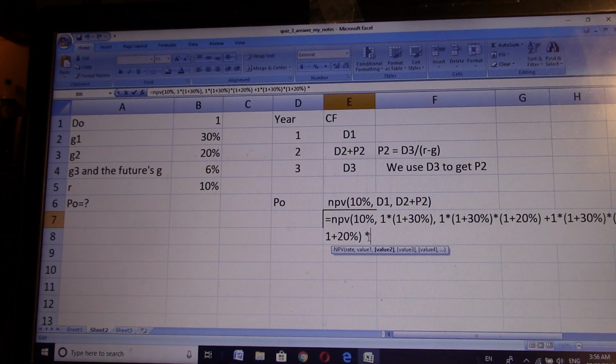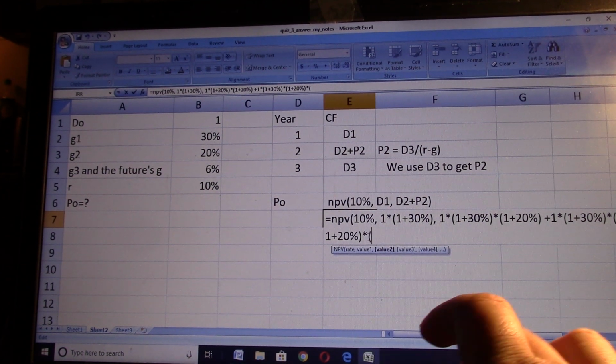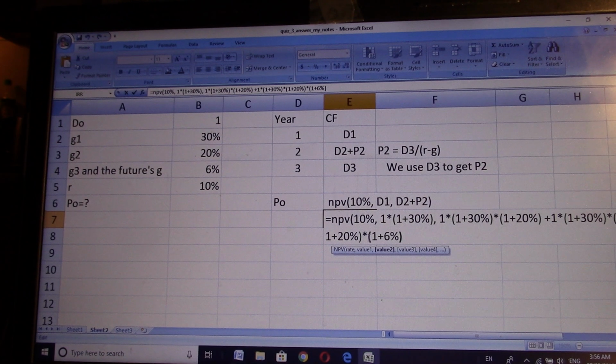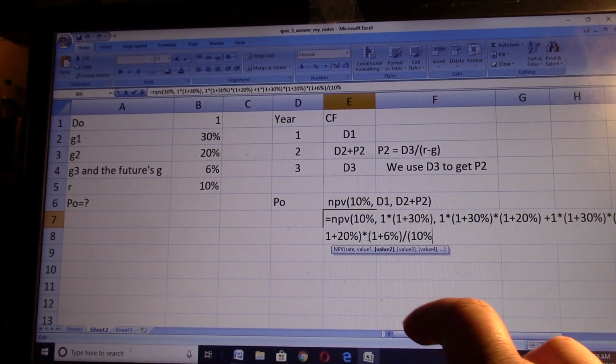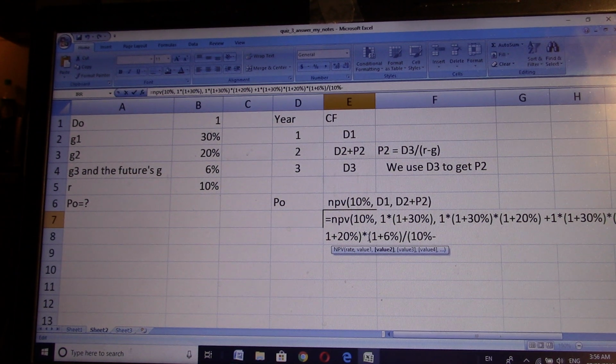times 1 plus 6%. This is D3. And D3 over R minus G. R is 10%. G is 6%.